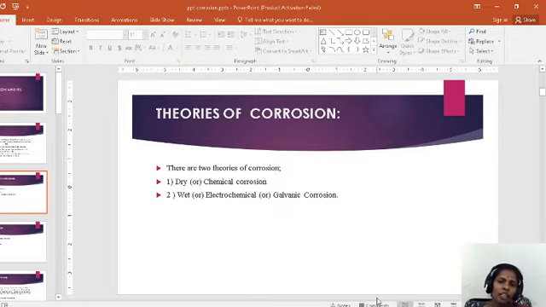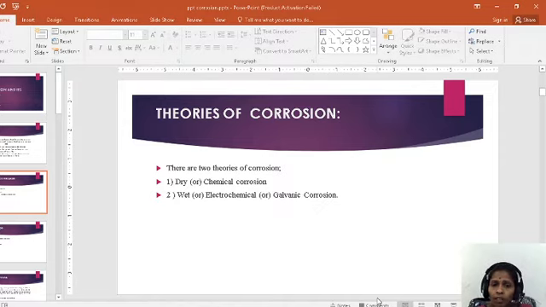So the next important topic is the theory of corrosion, or the mechanism of corrosion. You know what is meant by mechanism. Mechanism is nothing but the process of reaction. The process of reaction is the mechanism of corrosion. There are two mechanisms, or two theories, of corrosion, depending on the nature of the electrolyte or the nature of the atmosphere.